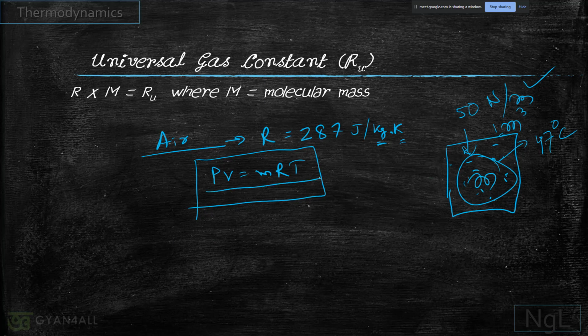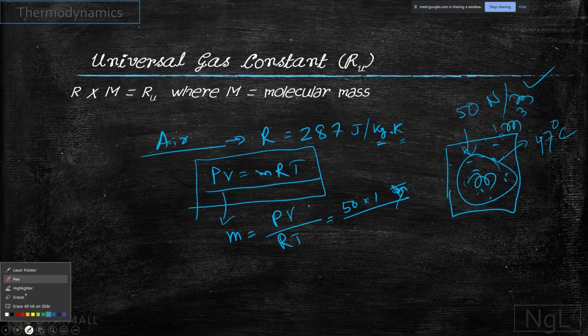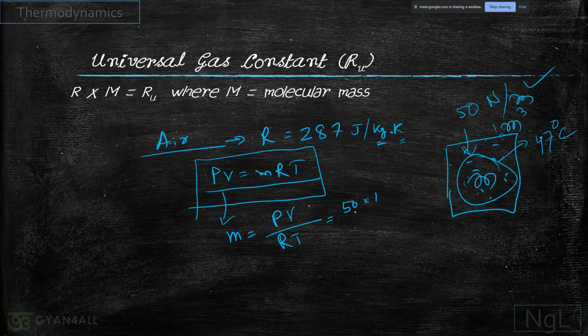So we can use the equation. What do we get? m is equal to PV divided by RT. So P is given as 50 Newton per meter square. Volume is given as 1 meter cube. I will not write the units for now, but you should know what the whole unit becomes, just a minute.